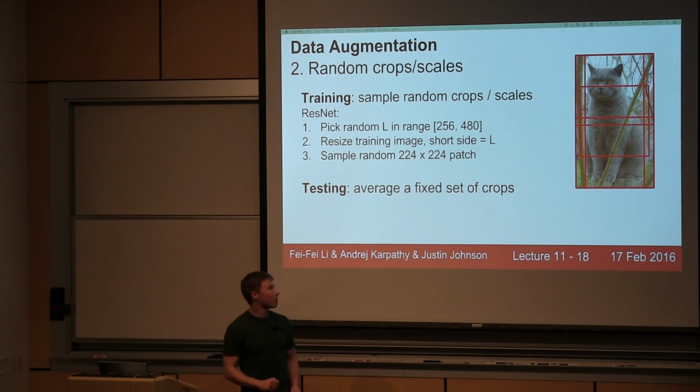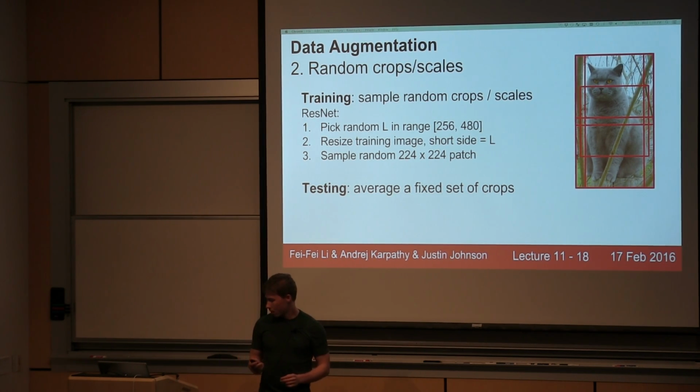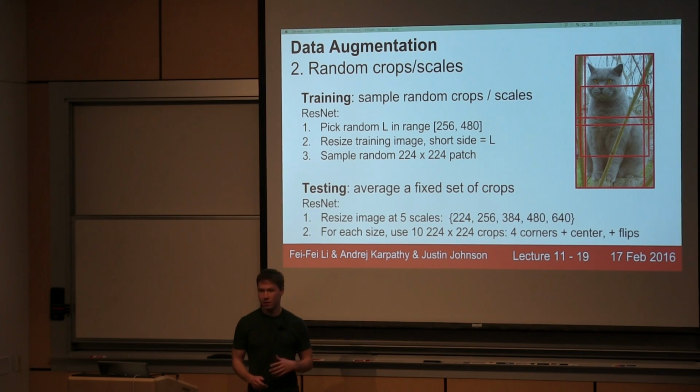Very commonly, you'll see 10 crops. You'll take the upper left-hand corner, the upper right-hand corner, the two bottom corners, and the center. That gives you 5. Together with their horizontal flips, that gives you 10. So you'll take those 10 crops at test time, pass them through the network, and average the scores of those 10 crops. ResNet actually takes this one step further, and they do multiple scales at test time as well. This is something that tends to help performance in practice, and again, very easy to implement, very widely used.